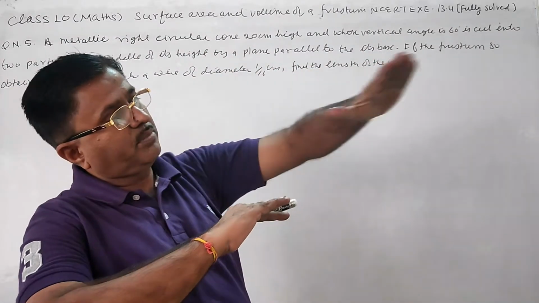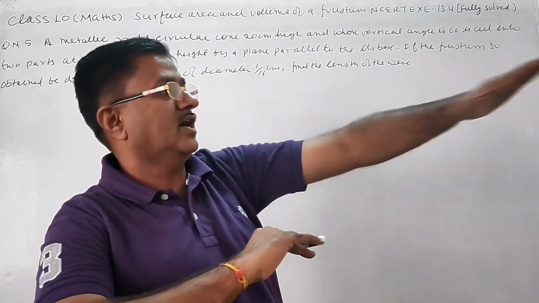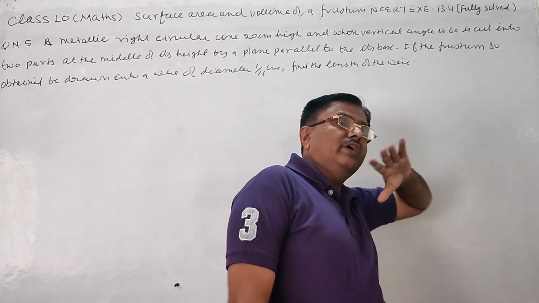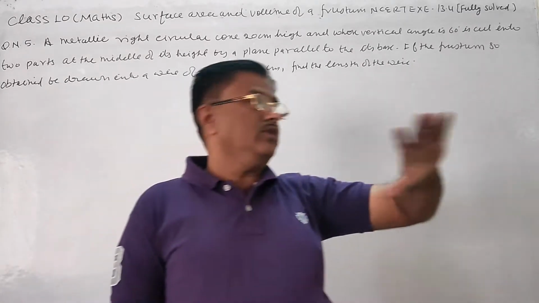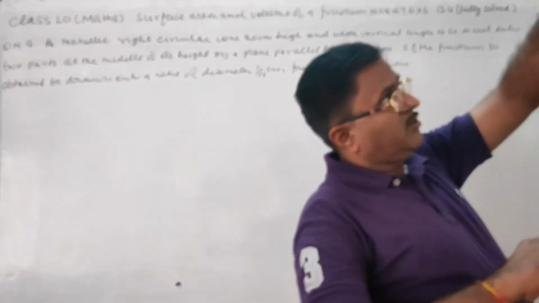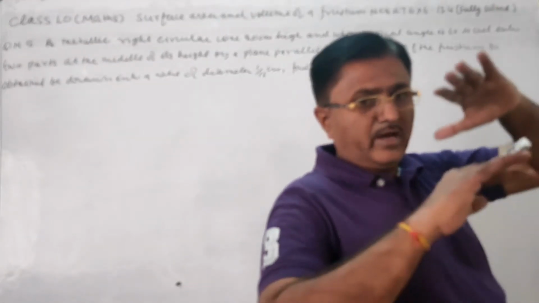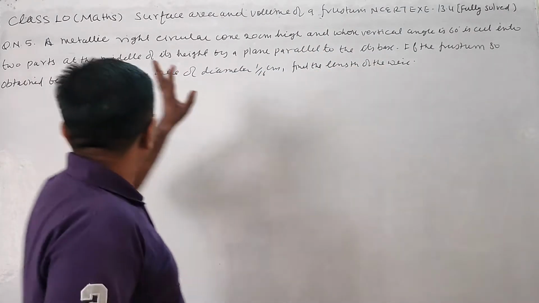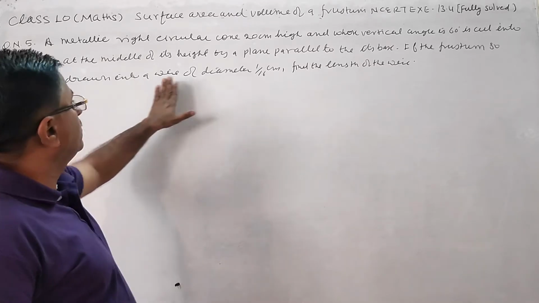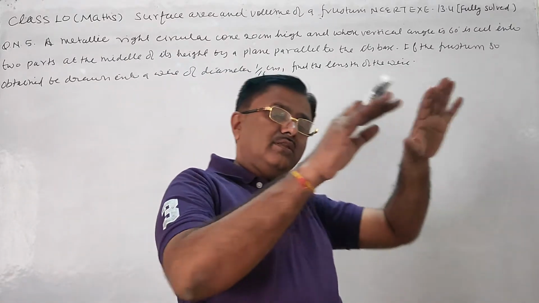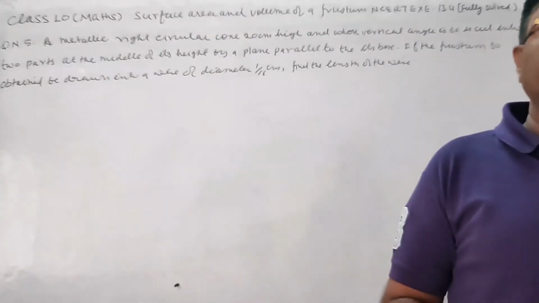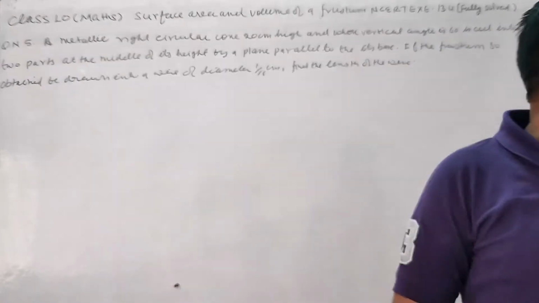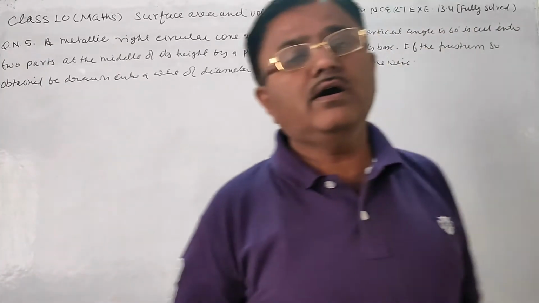So we cut with a plane parallel to the base, like with a knife, making two parts. Now what do we get? Two figures. When we cut the cone into two parts, one above will be in the shape of a cone and the other will be a frustum. The lower part, the frustum, is drawn into a wire whose diameter is given, and you have to find the length.